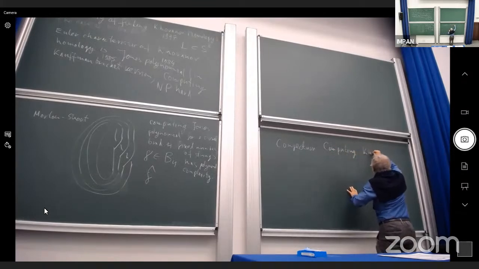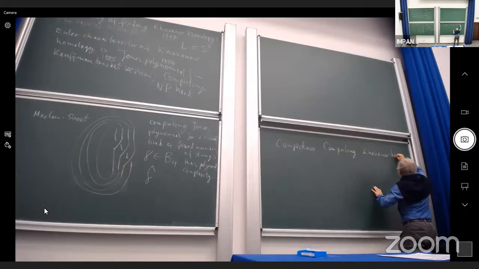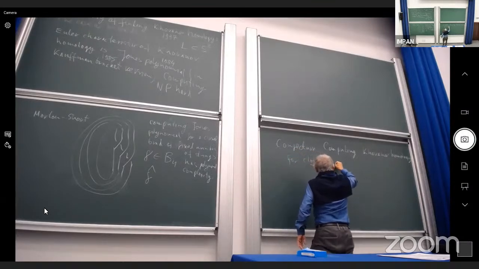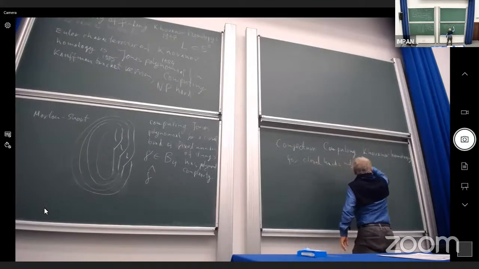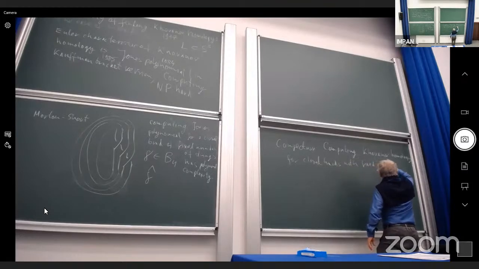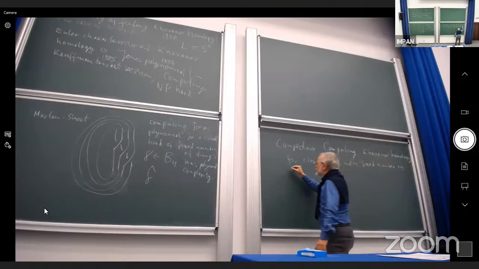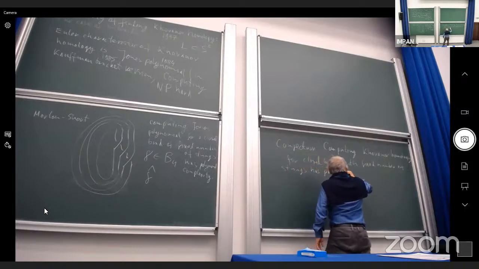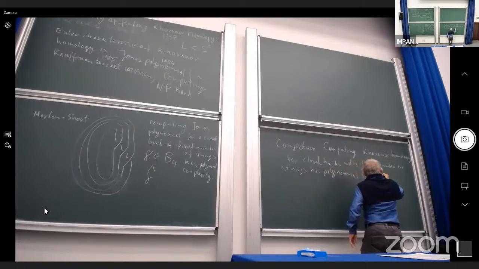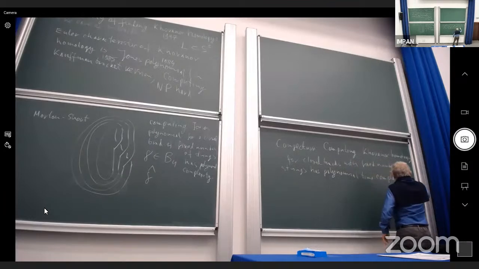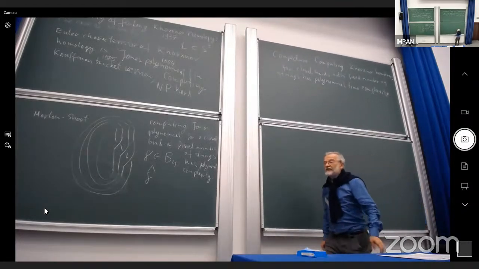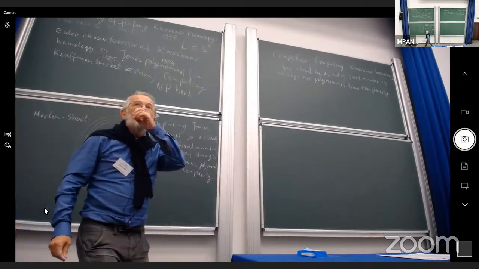Khovanov homology. Strings. Polynomial. Complex. So I will keep this kind of conjecture. This would be very useful in practice because there's... Can I just, to make this clear?